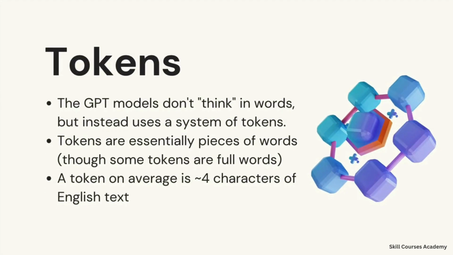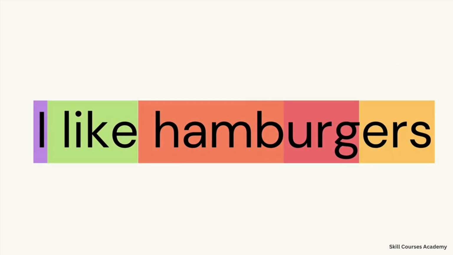Last quick thing you need to know about how the GPT family of models works is that they don't necessarily think in words. Instead, they operate using a system of tokens, where words are basically encoded. They're turned into these smaller pieces, a token, and these tokens often are actually full words, but for longer words, they'll be a portion of a word. On average, they're 4 English characters of text. So the sentence, "I like hamburgers," is split into 5 different tokens.